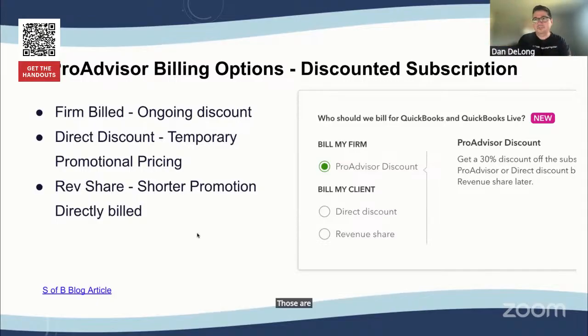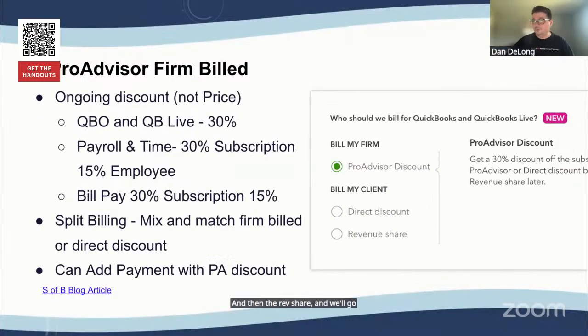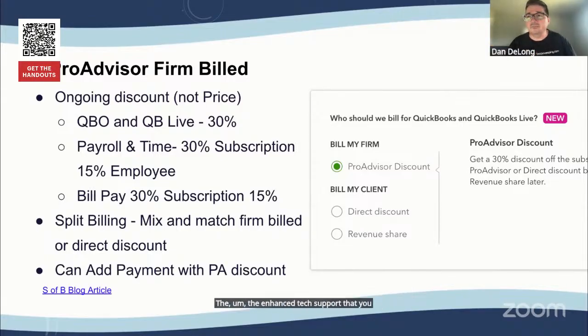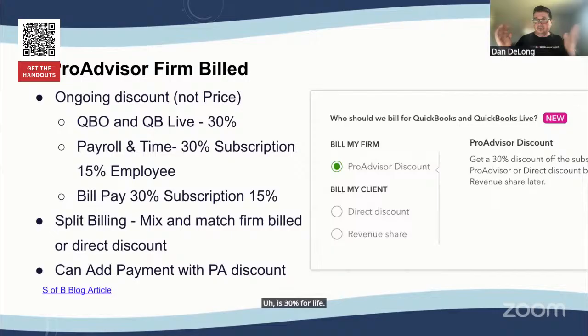Those are the different options. I was realizing I have direct discount as another option, and then the rev share, and we'll go through those. So the firm bill for QBO and QBO Live, right? You can even bundle QB Live into the subscription. That is the assisted one, which is essentially the enhanced tech support within the subscription. It's 30% for life until it's not. They may change it again because originally it was 50%. Now it's been 30 for probably about 6 years.